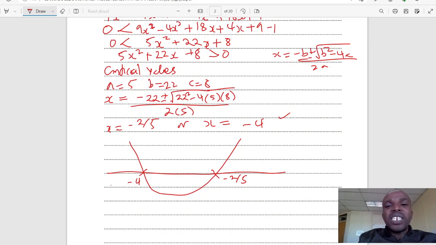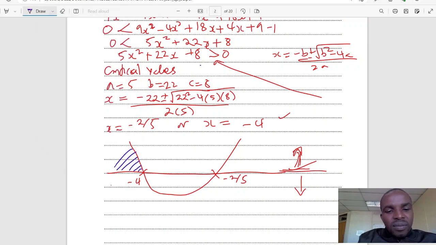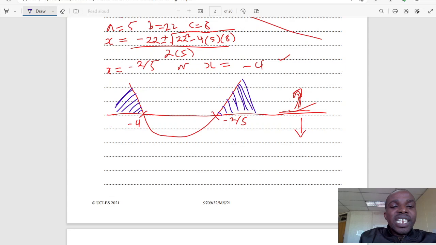Then check the inequality sign. This one is greater than, which means we want the portion above this line. So above this line, that's greater than, and below this line, that's less than. So above the line, the area bounded by the line and the curve, we have this part and also this part. These two parts form our solution set.